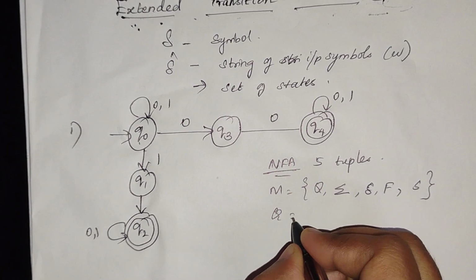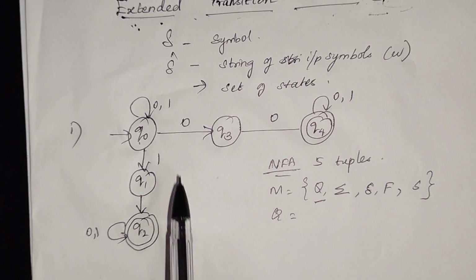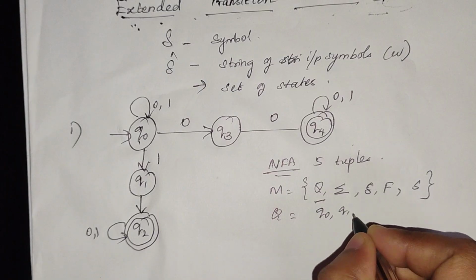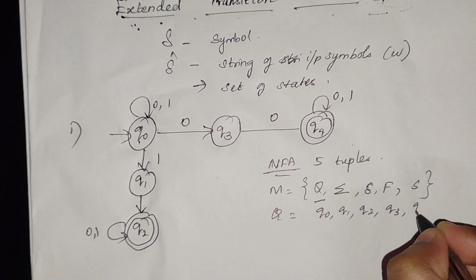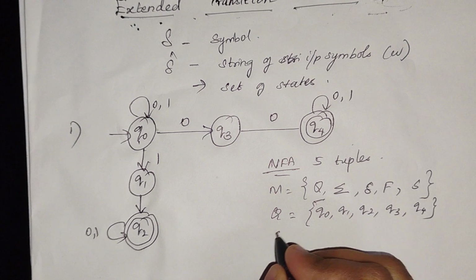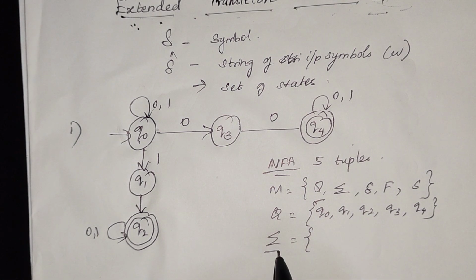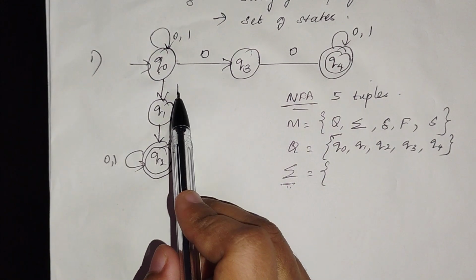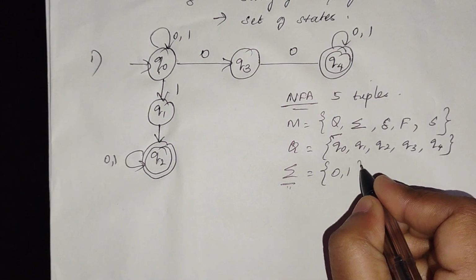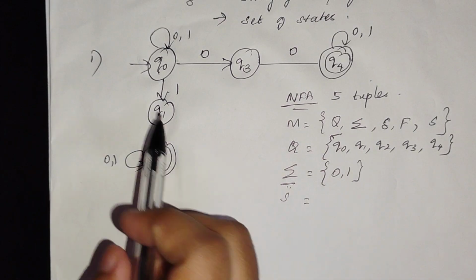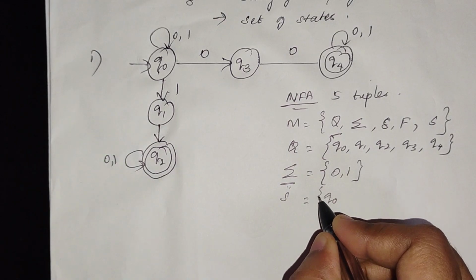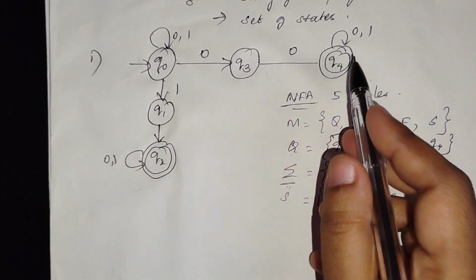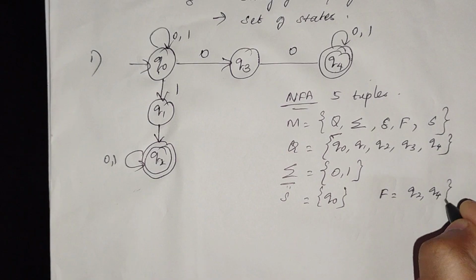Here Q is the set of states. In this NFA we have Q0, Q1, Q2, Q3 and Q4, so we write the set of states as Q0, Q1, Q2, Q3 and Q4. Then what are the input symbols? Sigma is the alphabet, which represents the input symbols. In our diagram the input symbols are 0 and 1. Then S is the starting state, here Q0. Then F is the final states. Here we have two final states, Q2 and Q4.